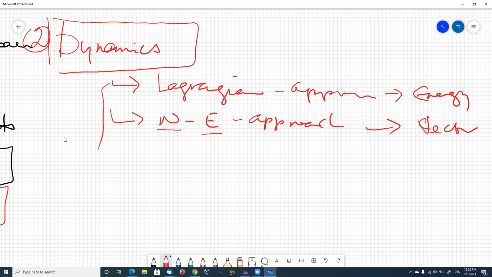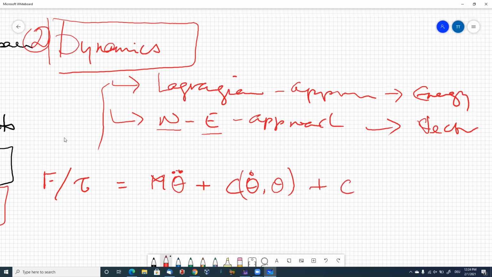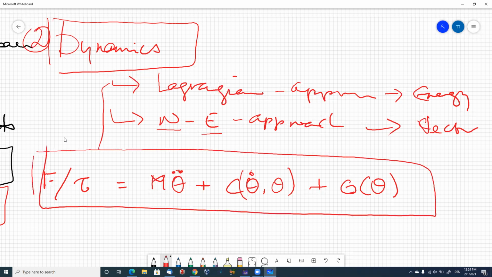At the end, you will have an equation, which is either a force or a torque, which has mass times acceleration, and the Coriolis effect, which has velocity and is also a function of position. And finally, you will have the gravitational effect, which is only a function of position. So this will give you the final force or torque model.